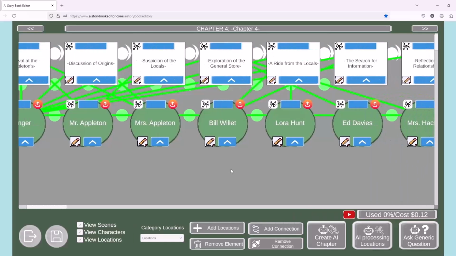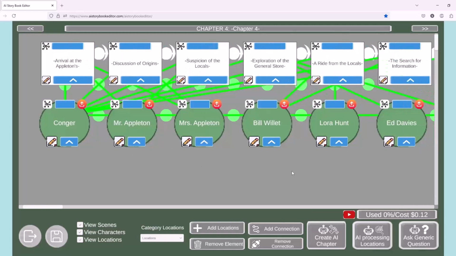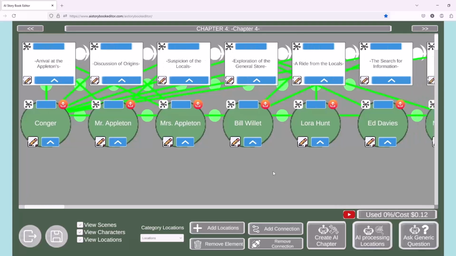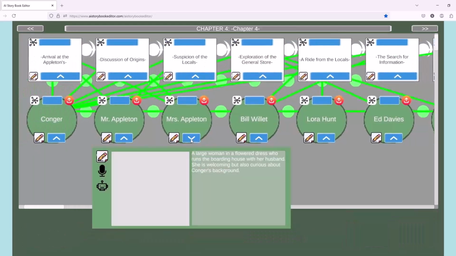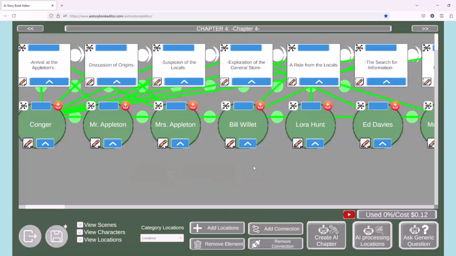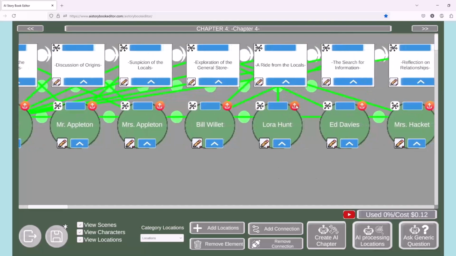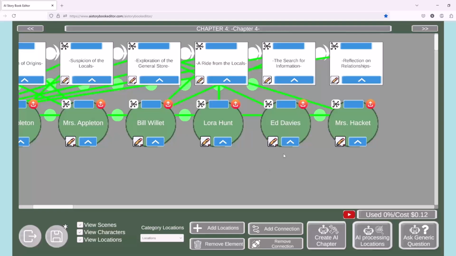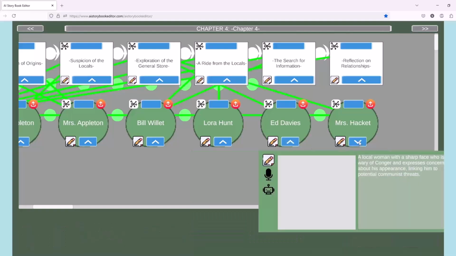Okay, on the next chapter we have more characters, and these characters also appear multiple times. Mrs. Appleton appears multiple times in the story, so we are going to publish her in the global metadata level. The same for Bill. He also appears in several chapters. The same for Laura. And these two characters only appear punctually.